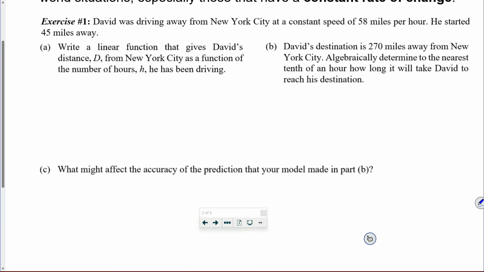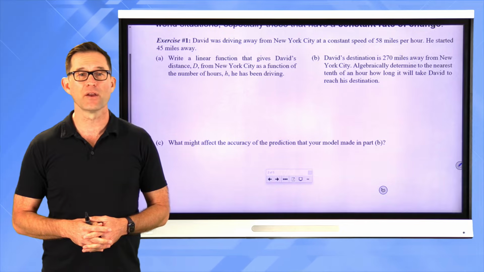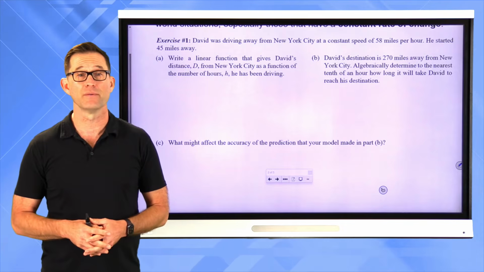David was driving away from New York City at a constant speed of 58 miles per hour. He started 45 miles away. Letter A. Write a linear function that gives David's distance d from New York City as a function of the number of hours h he has been driving. All right, pause the video now and see if you can write down this linear function. It should be relatively simple.